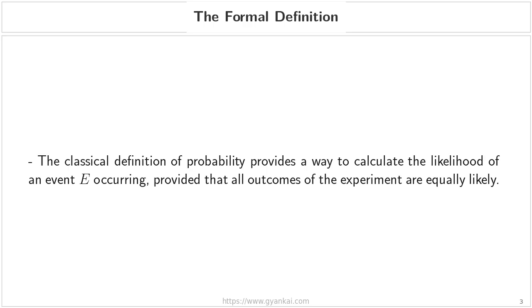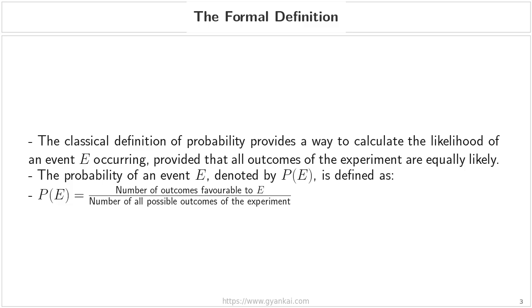The formal definition. As we touched upon in our first slide, the classical definition of probability gives us a precise mathematical method to calculate the likelihood of an event. Let's call it event E, occurring. However, there is one crucial condition you must always remember. This method only works provided that all the possible outcomes of your experiment are equally likely to happen.